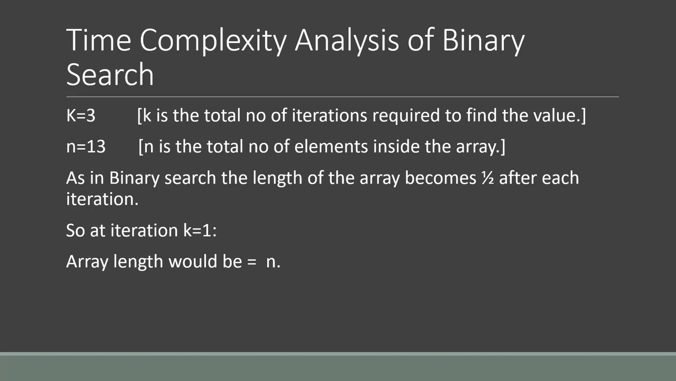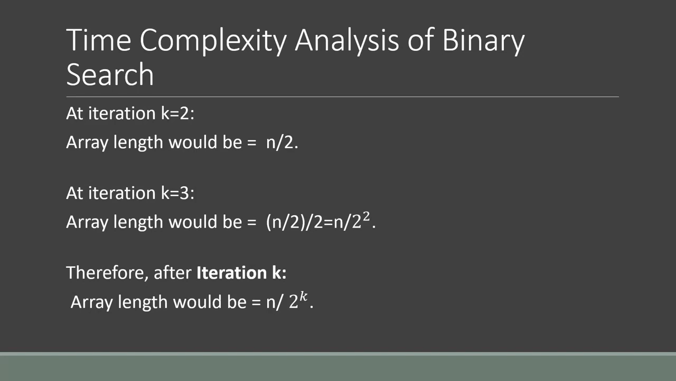So at iteration k equals 1, the array length would be n, that is the initial state. Then at iteration 2, the array length will become n by 2. At iteration 3, the array length will become n by 2 divided by 2, which is represented by n by 2 squared. As we have found the value in the third iteration in this particular example, not necessarily will we find the value in the third iteration only.